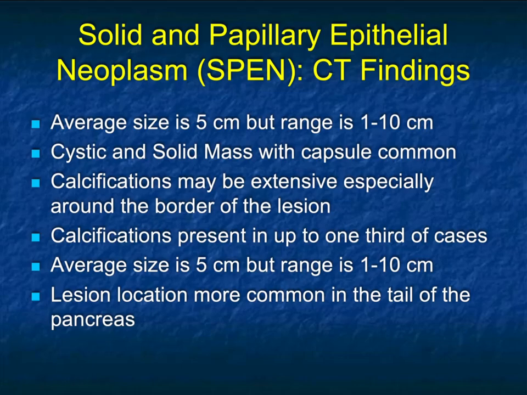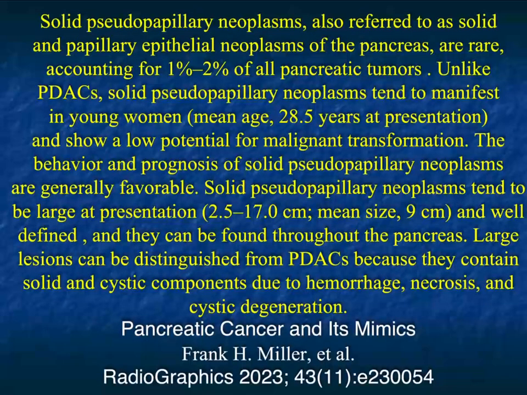Calcifications may be extensive, especially around the border of the lesion, with calcifications present in up to a third of lesions. And again, the lesions are a bit more common in the tail of the pancreas. But we said MCNs and serous cystadenomas also live there as well. In this article by Miller about pancreatic cancer and its mimics, SPEN tumors are rare. Unlike PDAC, solid pseudopapillary neoplasms occur in younger women and show low malignant potential.